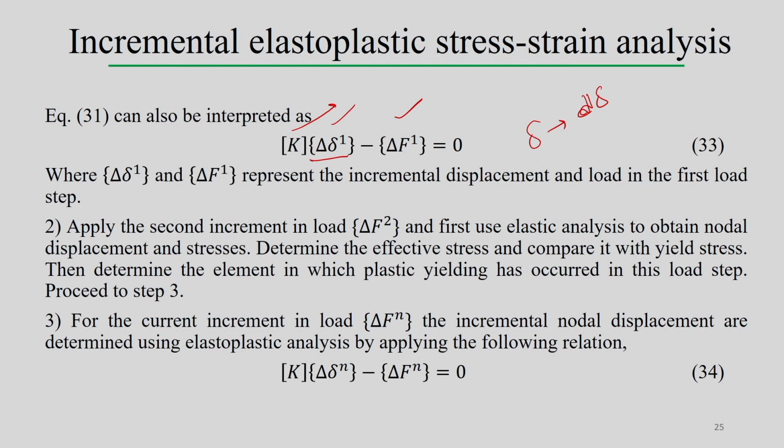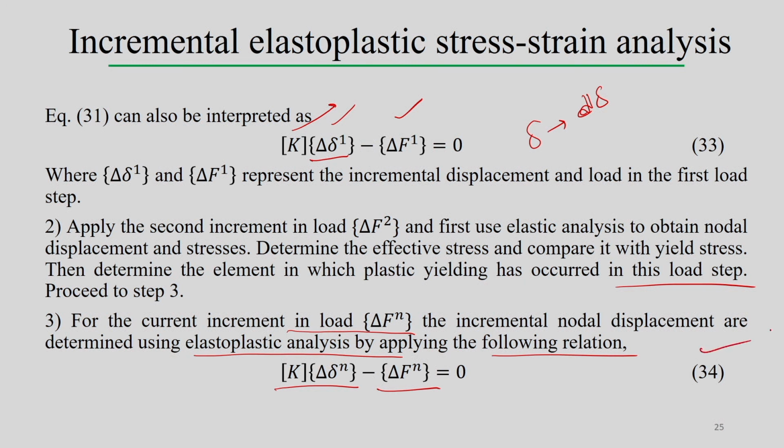Now, once we determine the effective stress and compare it with the yield stress, we determine the elements in which plastic yielding has occurred in this particular load step. Then we proceed to the next step. For the current increment in the load, delta Fn, the incremental nodal displacements are determined using the elastoplastic analysis by applying the following relation: K into delta Fn.